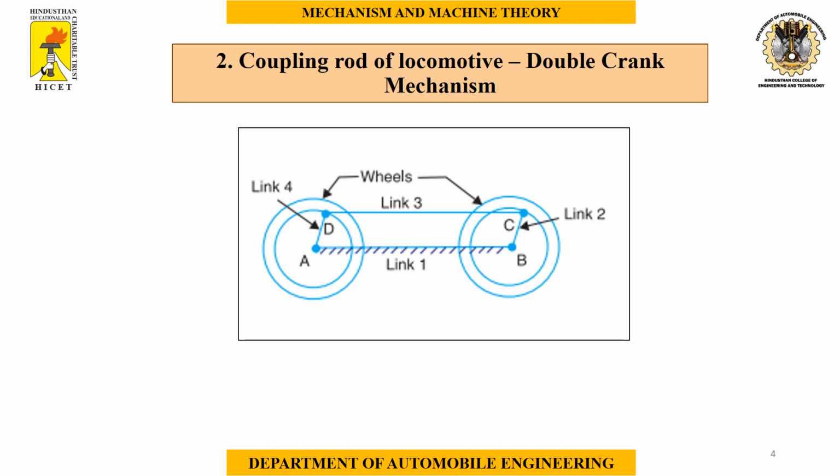Second one is coupling rod of locomotive or double crank mechanism. In this mechanism, one link's rotational movement is transferred into the same rotational movement in some other link. This mechanism is used in railways, that is why it is called coupling rod of locomotive. Here also link 1 acts as frame.